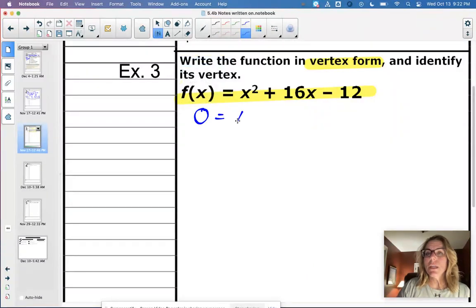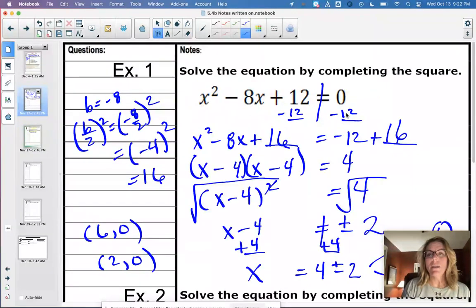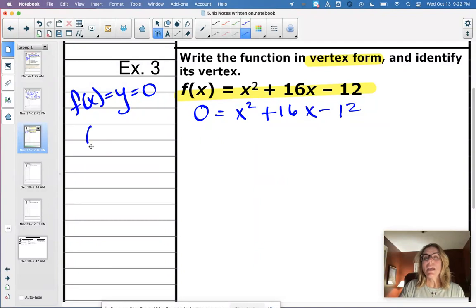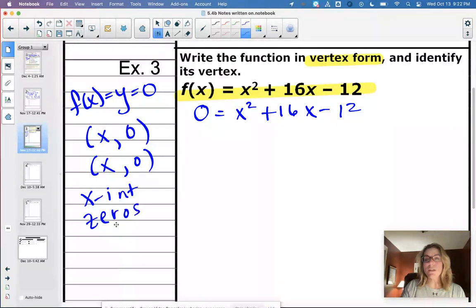We have to set the function equal to 0. Let's go back a minute to example 1. We didn't have to set it equal to 0 because it already was set equal to 0 for us. That still is the case here because by setting f of x, which is equal to y, equal to 0, that's telling me that we're going to find x values that have a y value of 0. That's telling us that we're finding x-intercepts, which are also called zeros, which are also called roots.